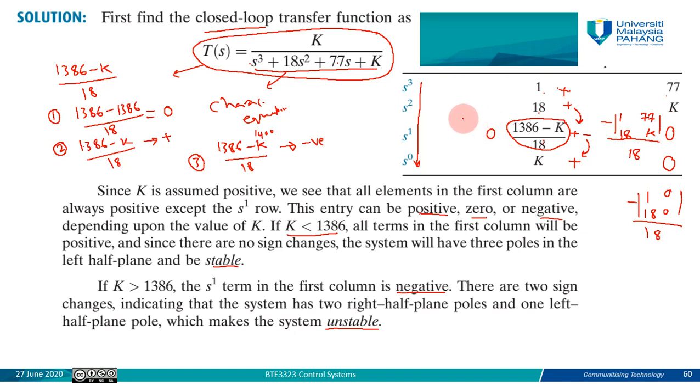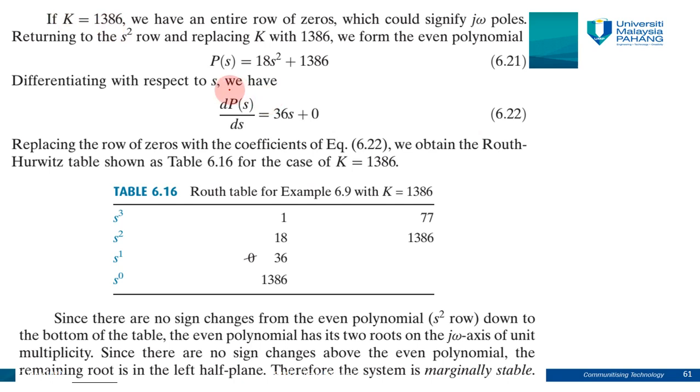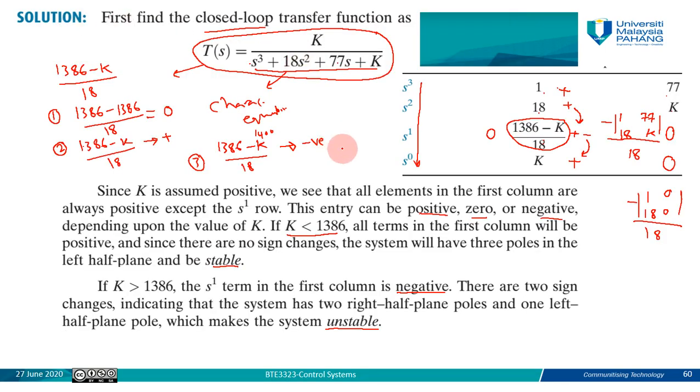Okay, so we can see here, in the case of k equal to 1386, we have the entire row of zeros. Sorry, actually it's not one 0 only, because we have only two elements here. You can see if this one becomes 0 and you already have this other 0, so you have an entire row of 0. It's not one element. We cannot apply the epsilon or the other method. In this case, we need to apply the entire row special case, because we have a 0 here and a 0 there.